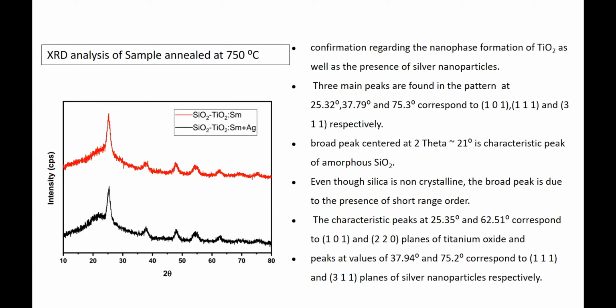Yeah. We have done it in a trial and error method. We have optimized the concentration as 3% of samarium and 3% of silver. We have done it from 0.5% up to 5%. We are facing the quenching process in which the effect is reversed.